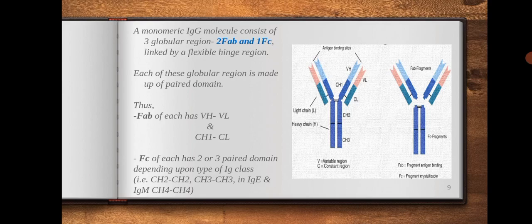Each of these globular regions is made up of paired domains. Thus, the Fab of each has VH linked with VL and CH1 linked with the constant light chain. The Fc of each has 2 to 3 paired domains depending upon the type of immunoglobulin class, that is CH2 linked with CH2 and CH3 linked with CH3 in case of IgA, IgG and IgD, and in IgE and IgM, an additional CH4 domain linked with CH4.